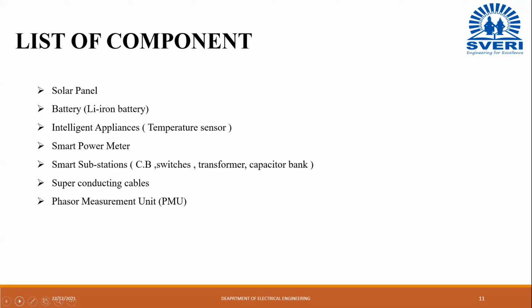Cables have several layers, so by using superconducting cables we can easily detect where the fault occurs in the system. So we can directly access the location and take action fast. So it is easy. Next one is the phasor measurement unit, PMU. PMU is used to estimate the magnitude and phase angle of voltage and current. Thank you. Next part will continue.